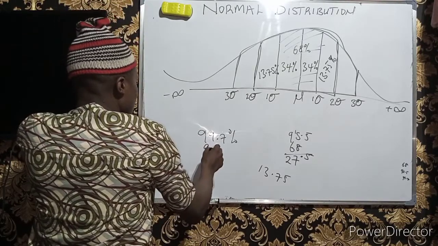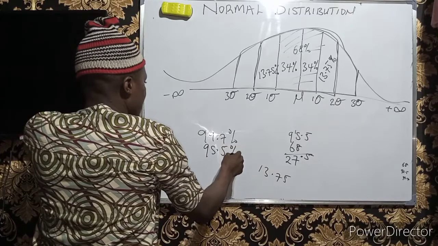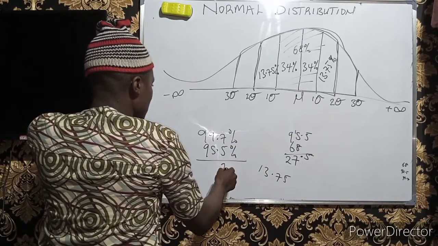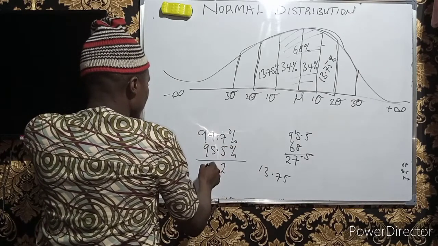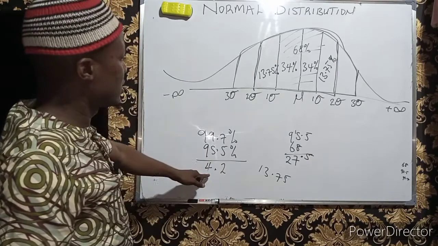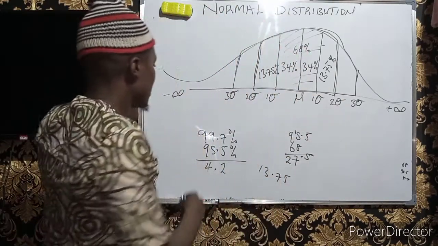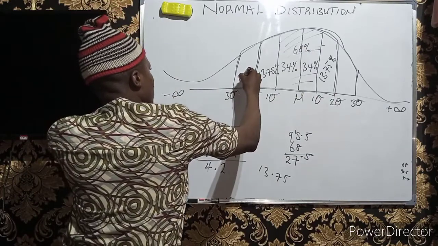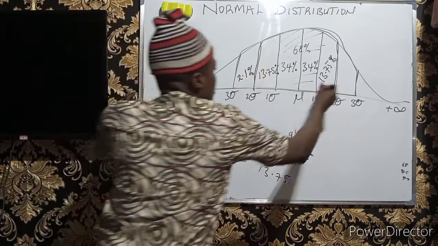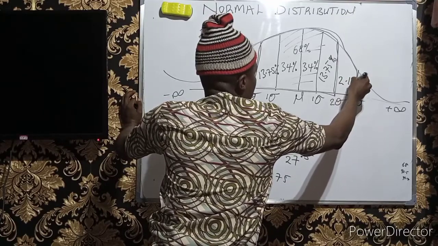So I will say 99.7% minus 95.5%. This will give me 4.2%. Which means here and here we share 4.2%. If I divide 4.2 by 2, I will get 2.1%. So here is also 2.1%.